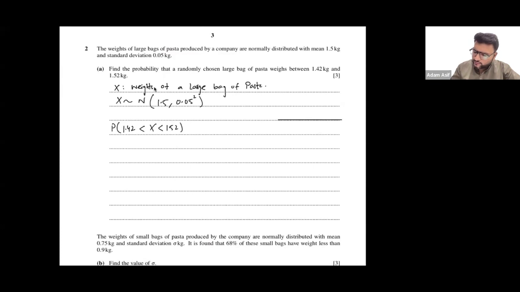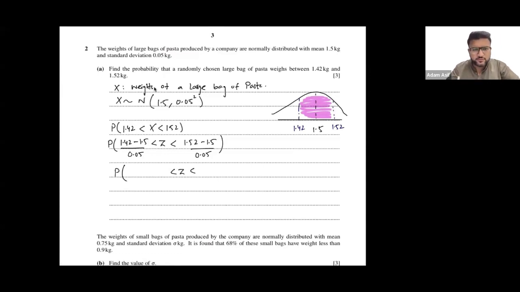If I draw a bell curve, normal distribution curve, this is the mean 1.5. The value of 1.42 is below the mean and 1.52 is above the mean. We need to find this area or the probability associated with this area. So firstly, we are going to find the Z value. The corresponding Z values would be 1.42 minus 1.5 divided by 0.05, and 1.52 minus 1.5 divided by 0.05.